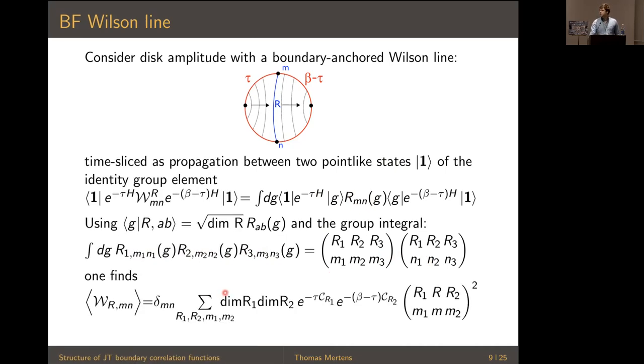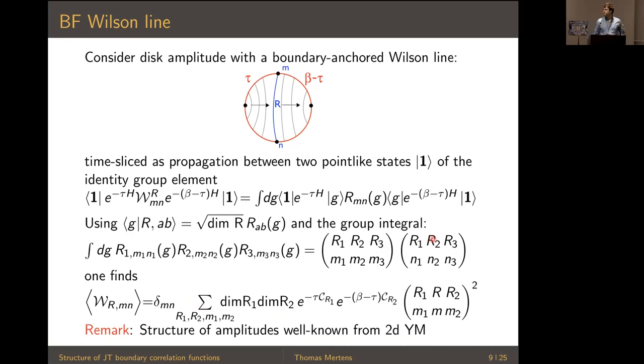And plugging that all in, you find a relatively concise expression for this amplitude. So it has a sum over the 2 representations, R1 and R2, the product of the 2 dimension factors, 2 Hamiltonian propagation factors, which are weighted here by the Casimir in the 2 representations, and then the square of a 3j symbol. And it is this 3j symbol that couples these 2 sums together, that couples the R1 and R2 together. So this is the structure of this amplitude for a single boundary anchored Wilson line for any compact group G.